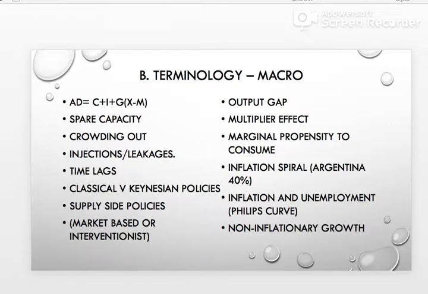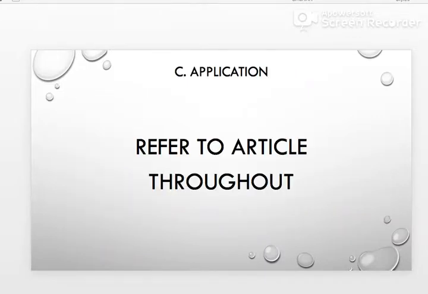Here's some terminology I would expect to see in a macro article. Words like spare capacity, crowding out, looking at your AD, your AS. Maybe you'll evaluate classical versus Keynesian policies, a multiplier effect, marginal propensity to consume, etc. So the terminology must be there throughout your article, your commentary. Application, refer to the article throughout. So I'll show you an example of a good application.